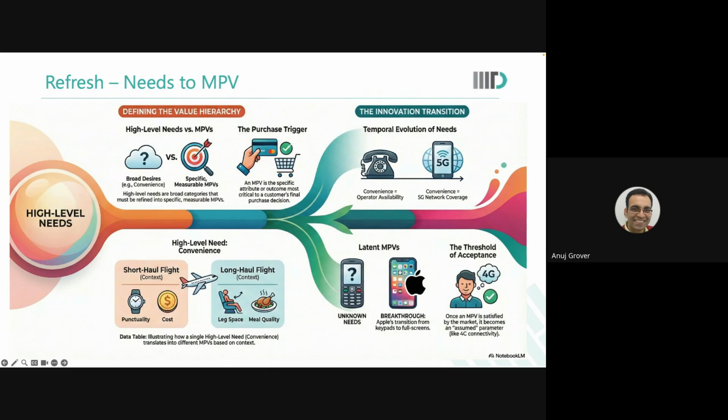So how that convenience or that high level need translates into a measurable feature or measurable parameter could vary. But we need to do that. Once we do that, then we know where the problem is. We ensure that latent MPVs are handled. We ensure that threshold criteria for acceptance for various features are handled well. Otherwise, आपने मेहनत भी करी, वो threshold achieve भी नहीं करा. So everything went in vain. Not useful at all.